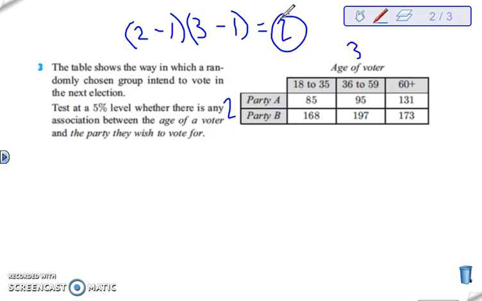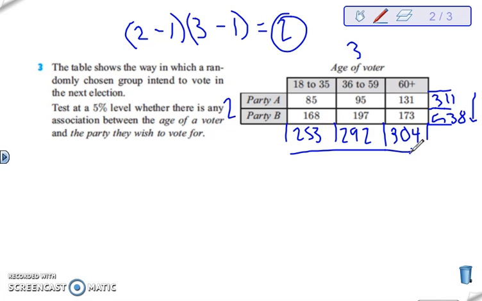What we're also going to want to do is get the total of each row and column so that we know how many data points we're dealing with. So if I add up my numbers, I should get 253 here, 292 here, 304 over here, 311 over here, 538 over here, and then if I add going down and I add going across, both of those numbers should equal 849.